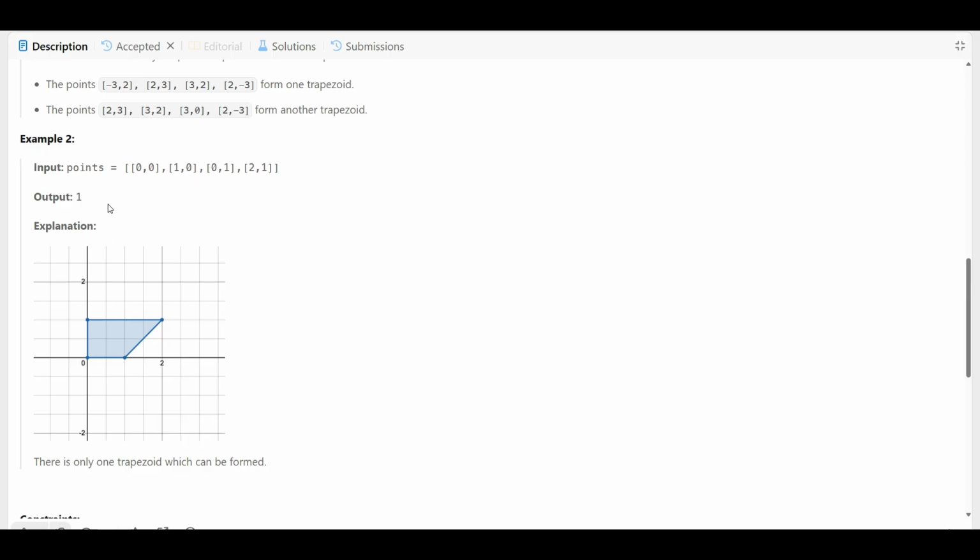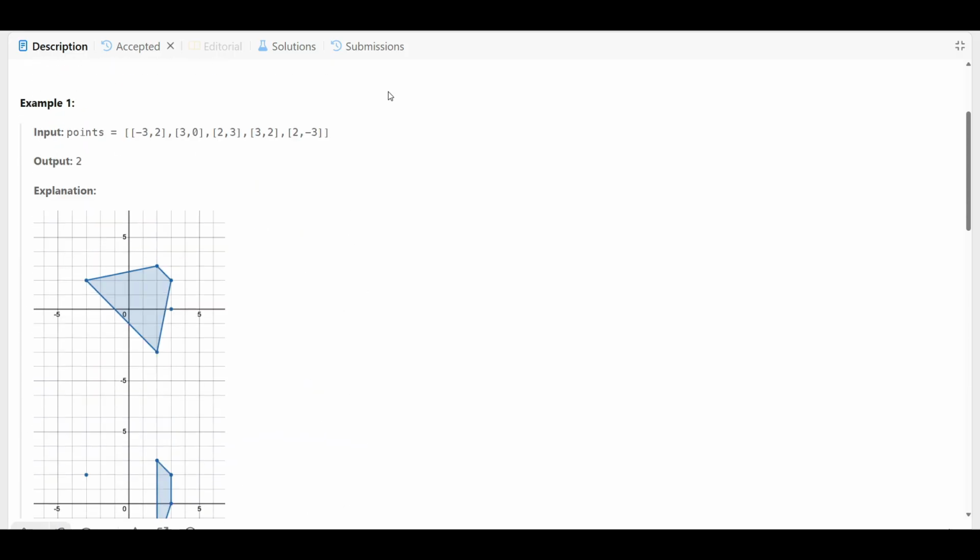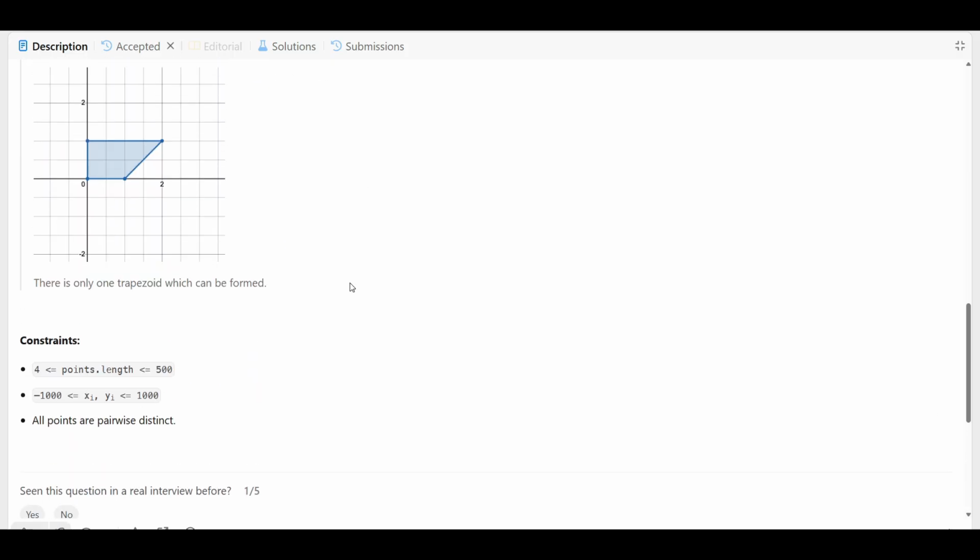And that is fixed. To form a trapezoid, at least 4 points are required. Only 4 points are given, so only one trapezoid can be formed. I think you understood the problem. So let's understand the constraints also, because we need that.